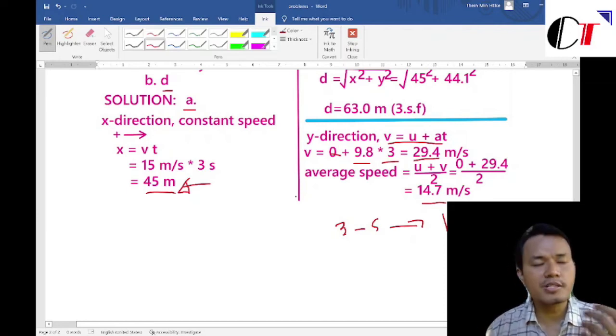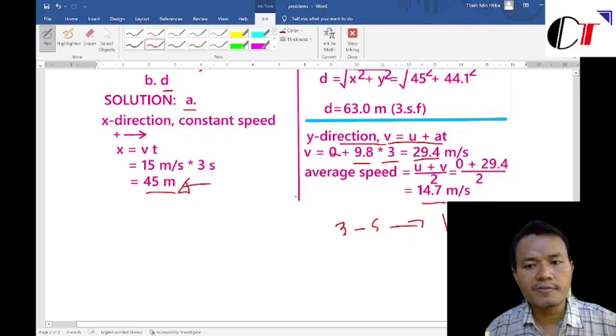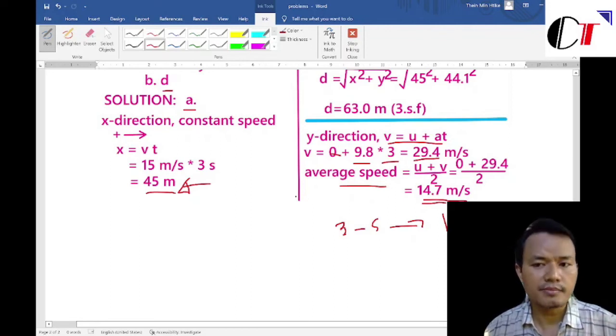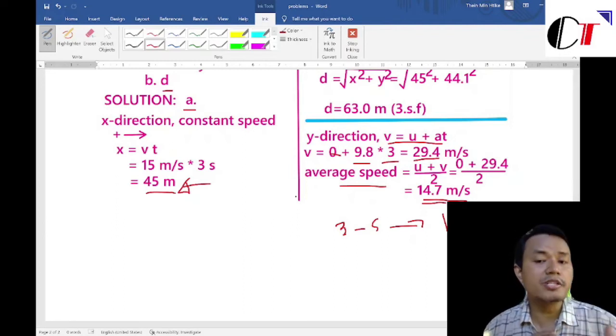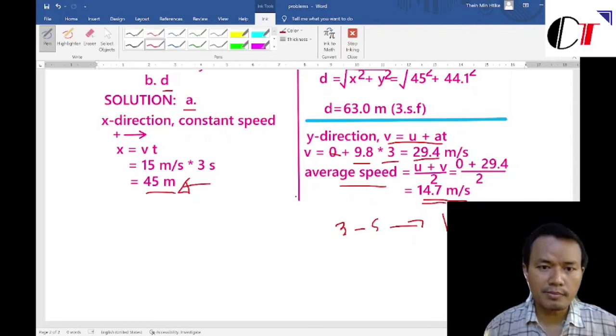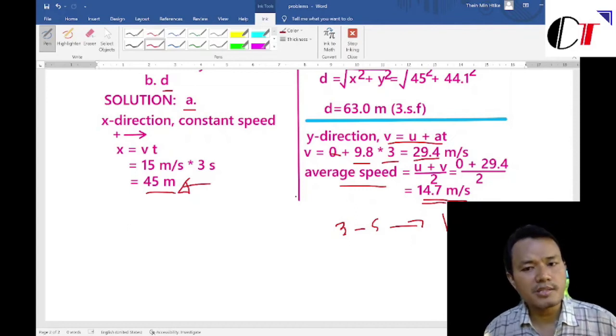And if you are interested, you can also find the average speed, which is just u plus v divided by 2. U is 0, v is 29.4, divided by 2, you will get 14.7 meters per second. And yeah, that is the solution to the problem, to find the quantities that have been asked in the problem, and also some quantities that have not been asked in the problem.